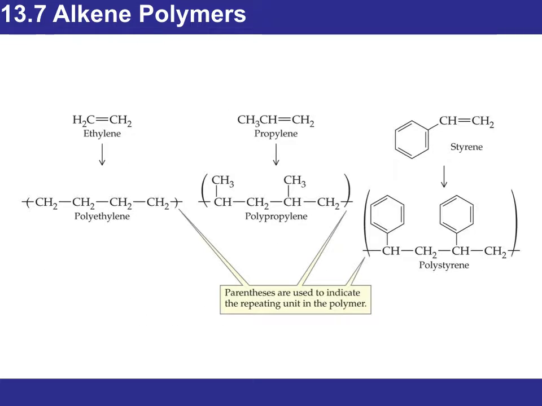So the thing I would like you to know about this mostly is that instead of repeating how many times you have that monomer repeated, we use a parenthesis, and we are going to say that this is going to be repeated many times. So on the far left, ethylene gives polyethylene, and you see I have those parentheses. Propylene gives polypropylene, and styrene gives polystyrene.